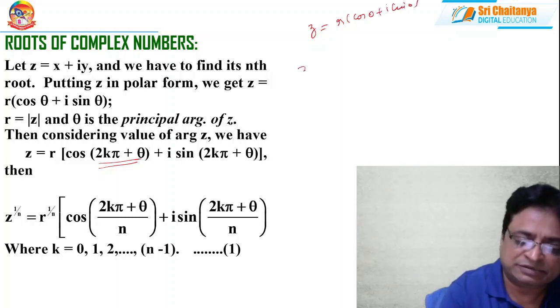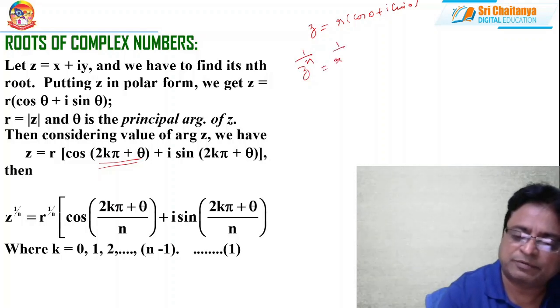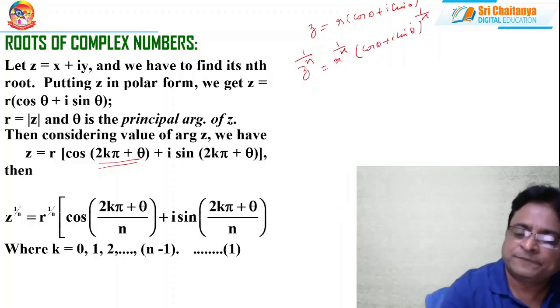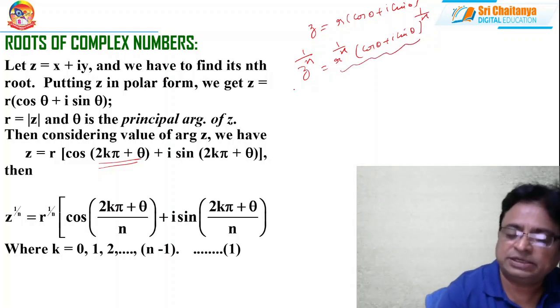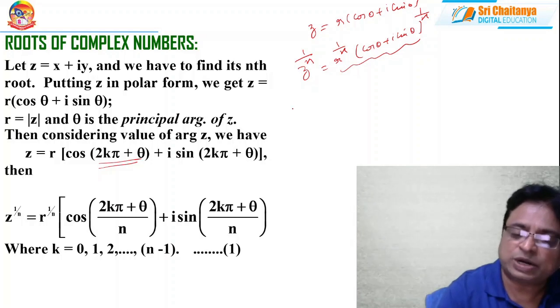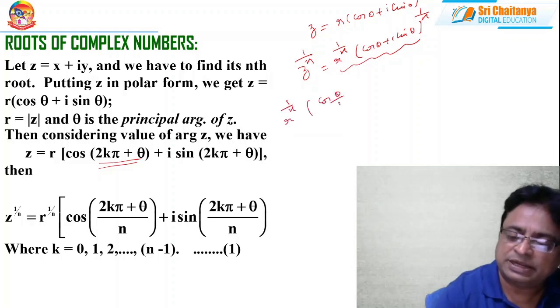Then z^(1/n) is nothing but r^(1/n) (cos θ + i sin θ)^(1/n). So as I said just now, this expression has n roots. Of that, one of the roots is r^(1/n) (cos θ/n + i sin θ/n).